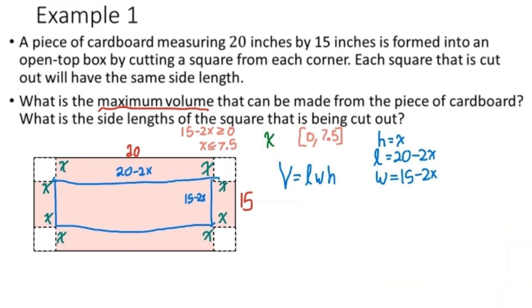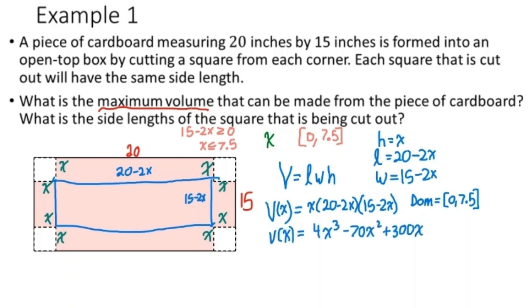Now that we have h, l, and w in terms of x, we can plug them into our volume formula, and we'll have a function of volume that depends only on x. And our volume function will be x times 20 minus 2x times 15 minus 2x. The domain of our volume function will be the range of possible x values, which is 0 to 7.5. Since our volume function is a polynomial and our bounds are closed, we can apply the extreme value theorem to find our maximum volume. To help find our maximum volume, we need to find our derivative, but before that, we should expand to make it easier and avoid a triple product rule.